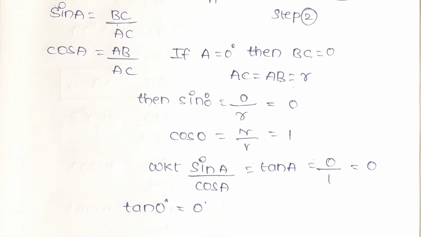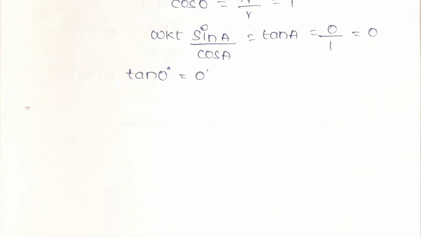And by using this, you can find the cosecant, cot and secant 0 values also. And now let us see for 90 degrees.